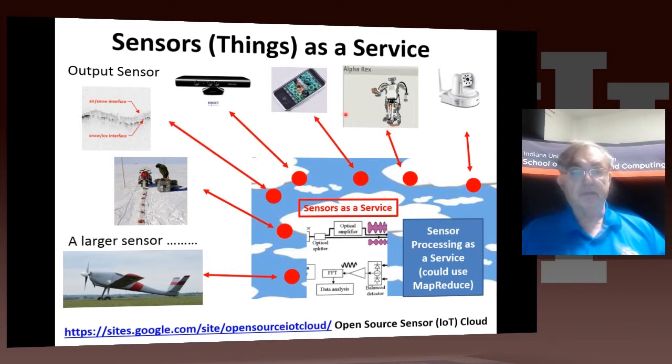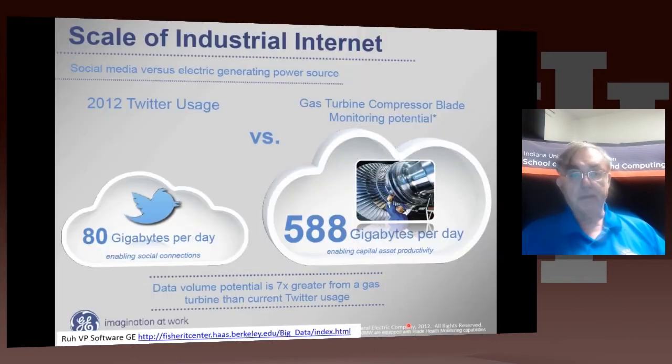Here's an example of sort of just summarizing sensors as a service. We have all our devices. These are the sensors we use in our collaboration with Kansas to measure data. Here are things like Microsoft Connect, smartphones, Lego robots, webcams. They're all linked to the cloud where they see sensor processing as a service, which could be MapReduce to link multiple sensors together. And we have a little project developing open source sensor software.